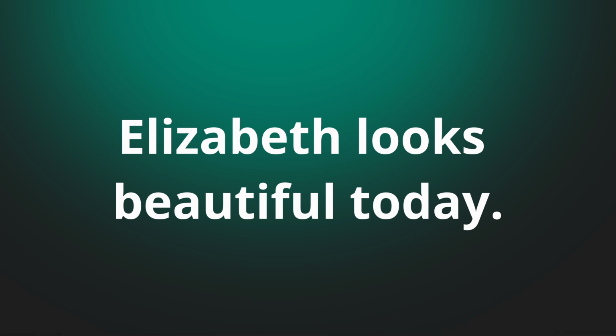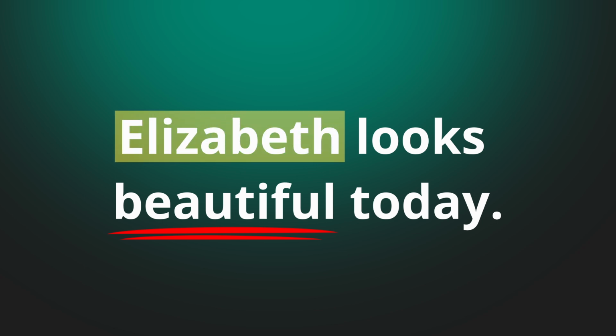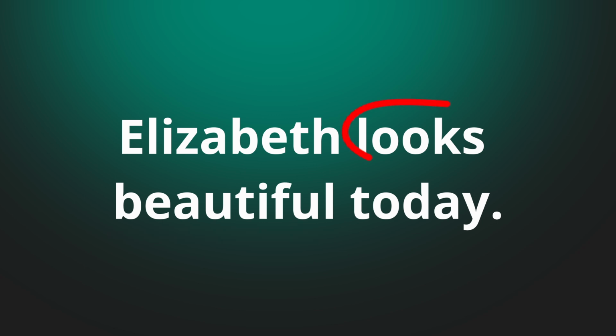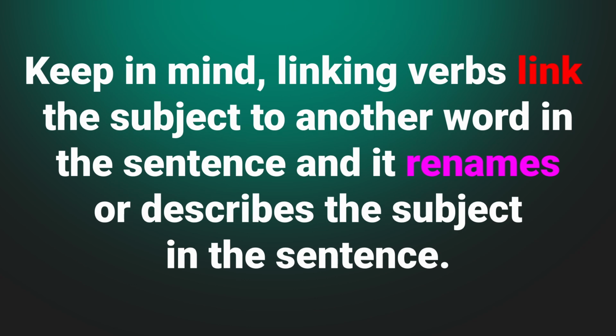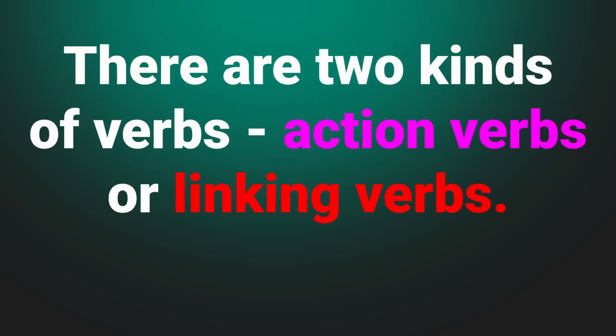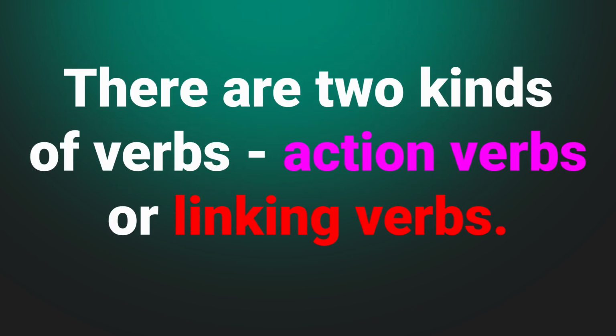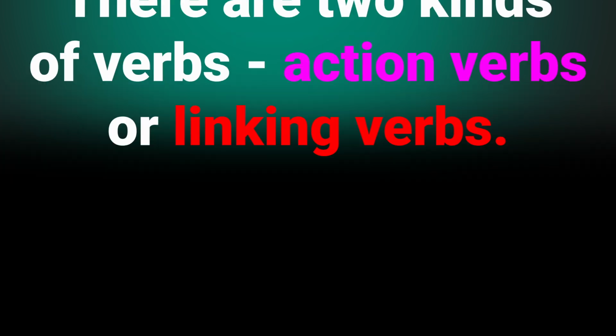Let's look at another example. Elizabeth looks beautiful today. Beautiful describes the subject Elizabeth and therefore is a predicate adjective. The verb looks here in this sentence is a linking verb. Again, keep in mind, linking verbs link the subject to another word in the sentence and it renames or describes the subject. So there are two kinds of verbs, action verbs or linking verbs.